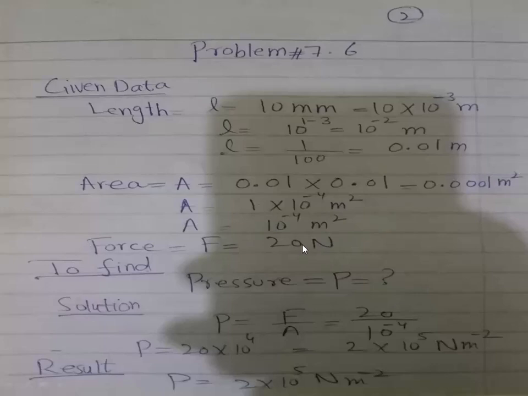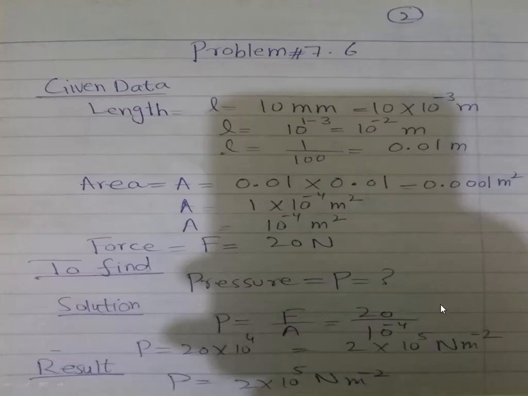So force is also given to me. If you look at the 7.6 problem, the force given to me is 20 Newton. What I want to find out in this numerical, that is 7.6 numerical, is pressure. So the formula for pressure is force per unit area. Force is given to me, 20 Newton, you can see this. And area I just found, 10 to the power minus 4. Just plug in the values and solve.